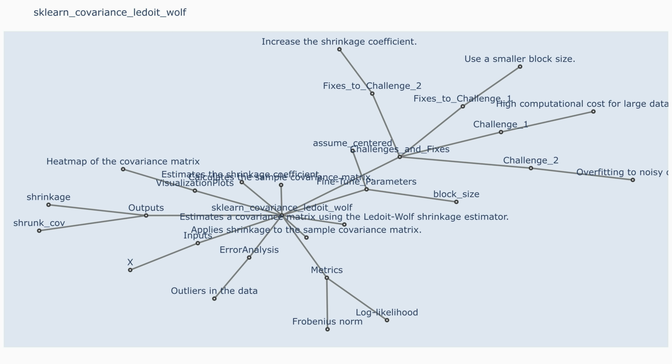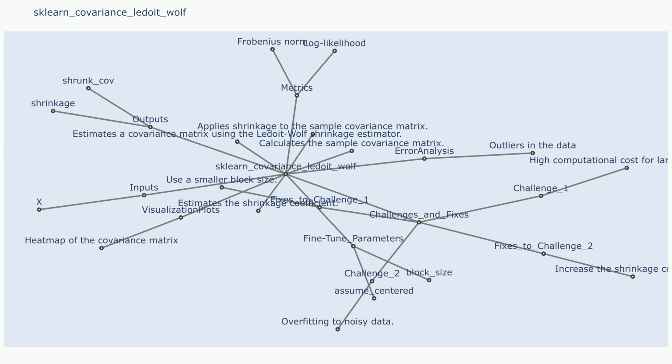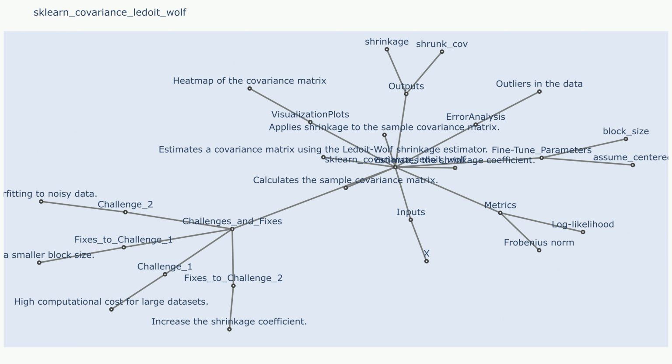The Ledoit-Wolf shrinkage estimator is a method for estimating the covariance matrix of a dataset, particularly when dealing with high-dimensional data or limited sample sizes. This method addresses the issue of sample covariance matrices being highly sensitive to noise and outliers, leading to unstable and unreliable results. The Ledoit-Wolf estimator combines the sample covariance matrix with a scaled identity matrix, shrinking the sample covariance towards a diagonal matrix. This shrinkage helps to regularize the covariance estimate and improve its stability.